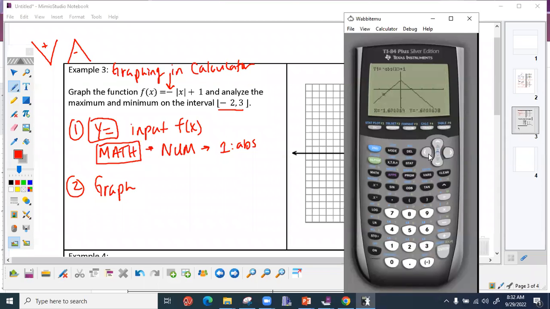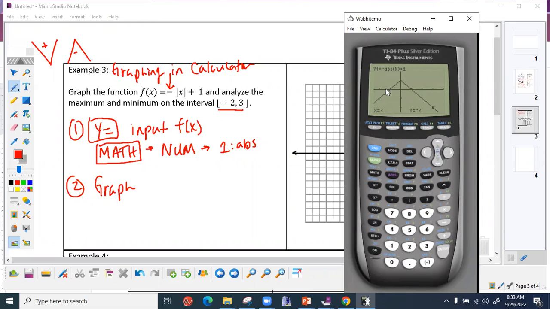Okay, so if you see this, you hit trace, it allows you to trace the graph. And also, once you're in trace, you can press the number and it will take you there. So at -2, I'm at -1. I can type in 0 and it'll tell me, oh, you're at 1. I can type in 3 and it says, oh, you're at -2.